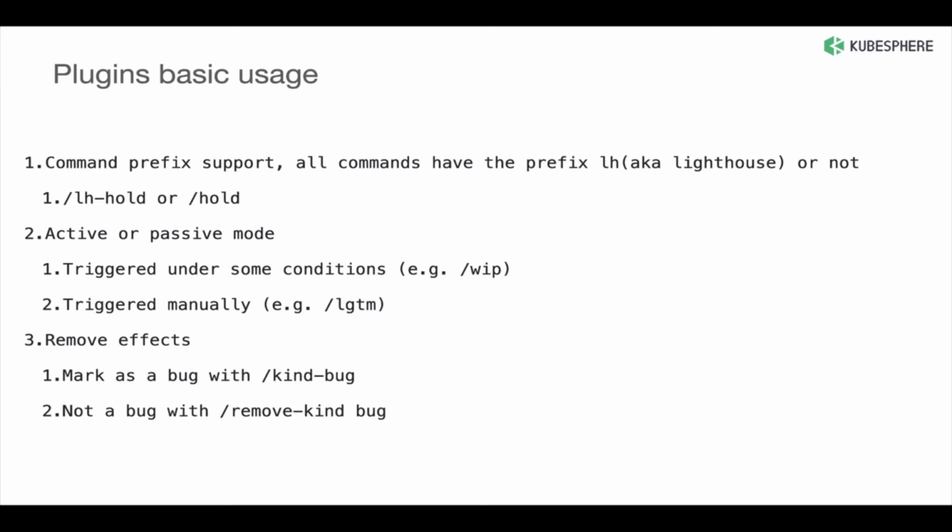Third, remove effects. Let's say if you find a bug, you can type the command /kind-bug. It will add a label with kind bug. But later, you find it is not a bug, so you can just remove the label by /remove-kind-bug.